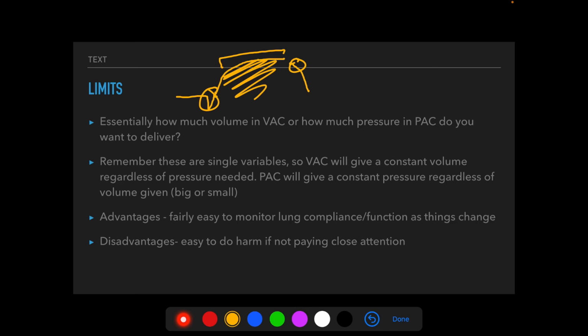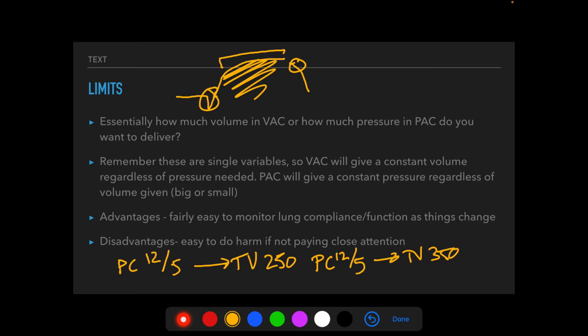Personally, I'm a pretty big fan of pressure assist control. Let's say I have my pressure assist control at 12/5 for this patient that came in with pretty bad ARDS. Just making up some numbers here. At 12/5 today, they're getting tidal volumes of 250. Okay, tomorrow, I still have them at pressure control, 12/5. And now they're getting tidal volumes of 350. So I can say that their lung compliance has improved and they're probably starting to get better. Fantastic. I can actively watch how a patient is recovering.